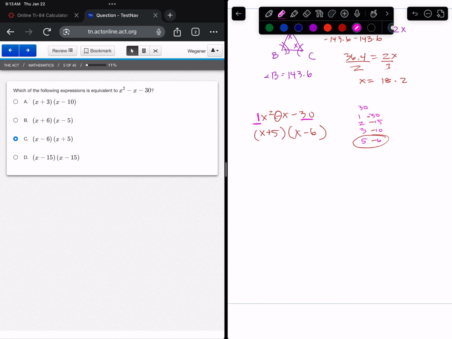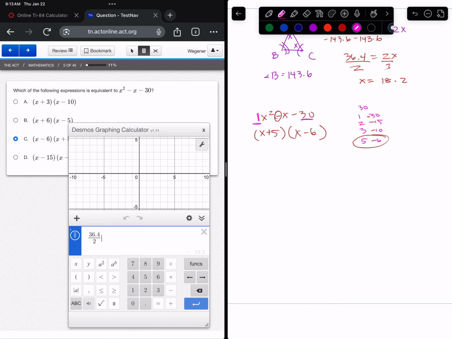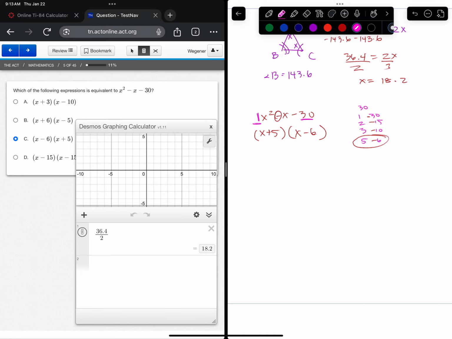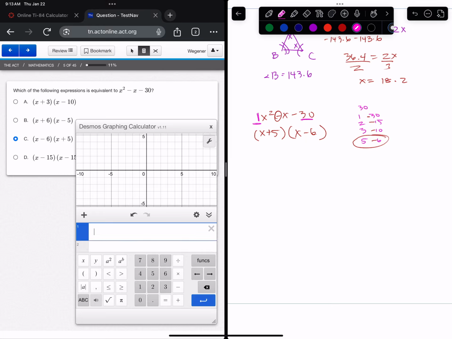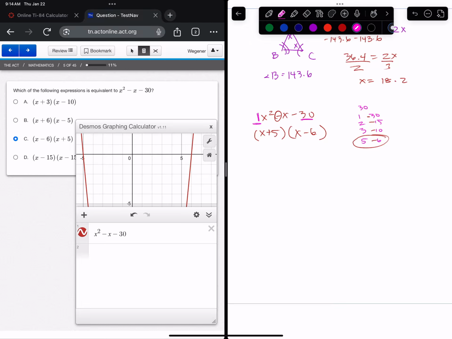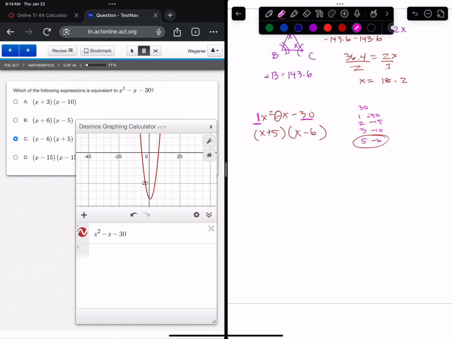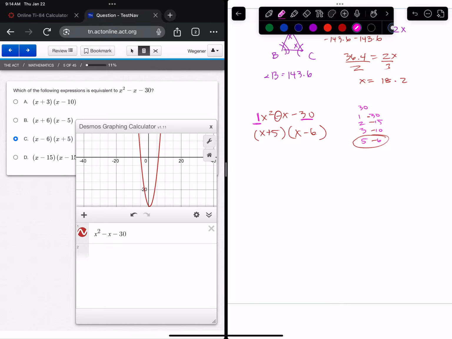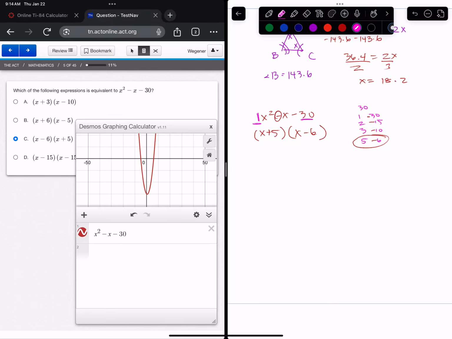Now, here is another way you could do this. You don't need to necessarily know how to factor. You just need to put it into the calculator, and it's ultimately up to you to decide which one you are more comfortable with. Okay, so I put in the quadratic here. Notice how it immediately gave me a graph. In this graph, I have a parabola, which is expected.